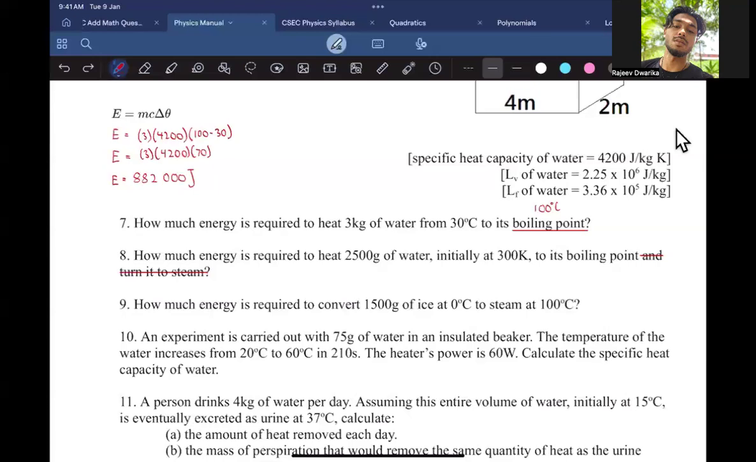And what's the boiling point of water? 100 degrees Celsius. But that's in degrees Celsius, and in this question they give you the initial temperature in what? Kelvin. Right. So I won't spoil it here. Figure out the rest.